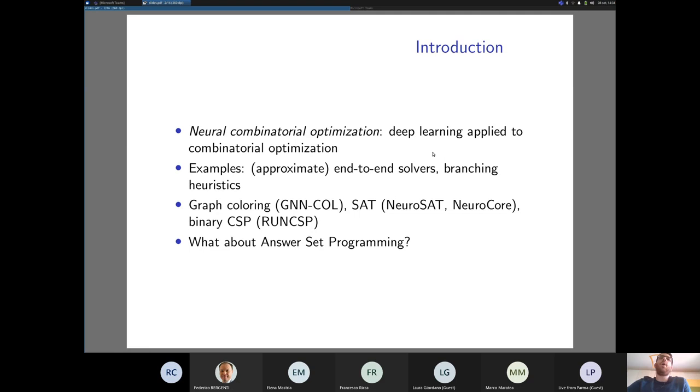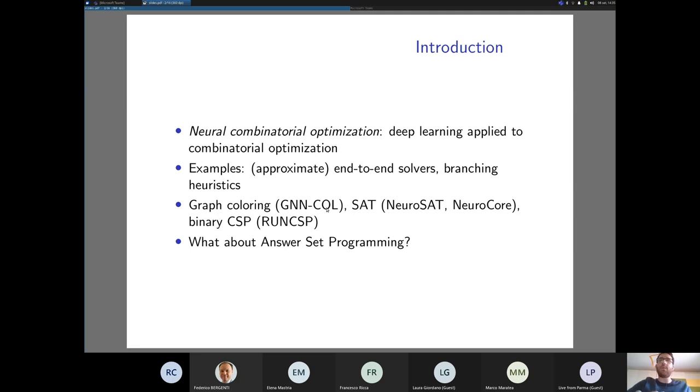Natural examples of application in this field could be approximate end-to-end solvers or, for example, branching heuristics. Recent works in this field developed in these years were successfully applied to the fields, for example, of graph coloring, satisfiability and binary constraint satisfaction problems. And these are only some examples of architectures for the relative applications. The aim of this work was to apply some common patterns that emerged in these works to a small fragment of answer set programming known as negative two literal programs.